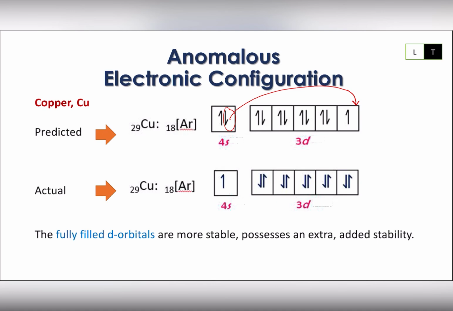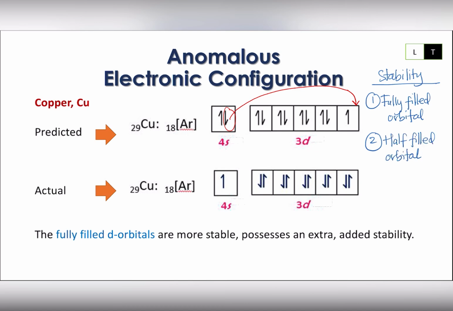So based on the stability, so far you've learned 3 terms. I'm going to write it down for you for stability. The first one is fully filled orbital. The second one is half filled orbital. And I'm going to introduce to you another one more, which is partially filled orbital. So how does partially filled orbital look like?